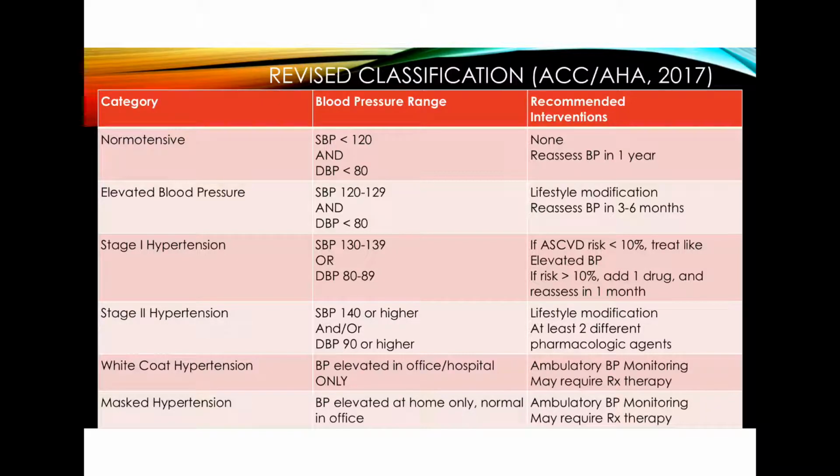Finally, the opposite of white coat hypertension would be masked hypertension. These are the patients who have normal office blood pressure readings but elevated blood pressure measurements with their home readings. These patients should also get ambulatory blood pressure monitoring and are often also placed on medical therapy.